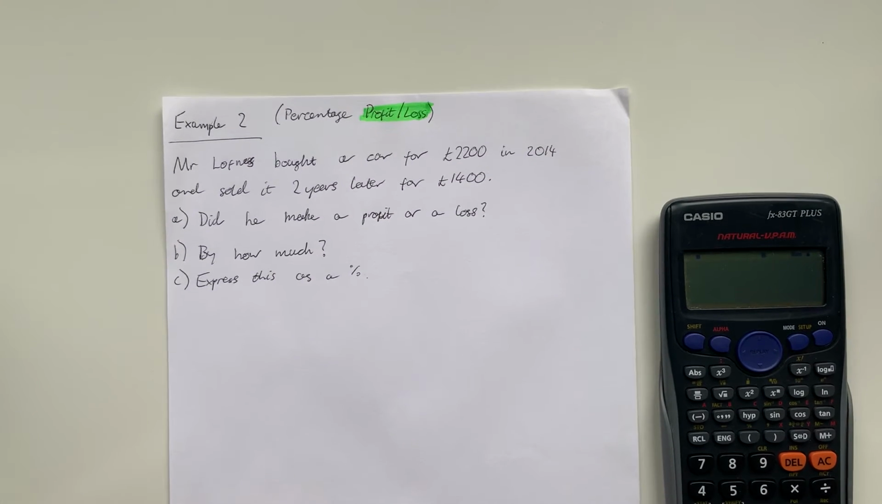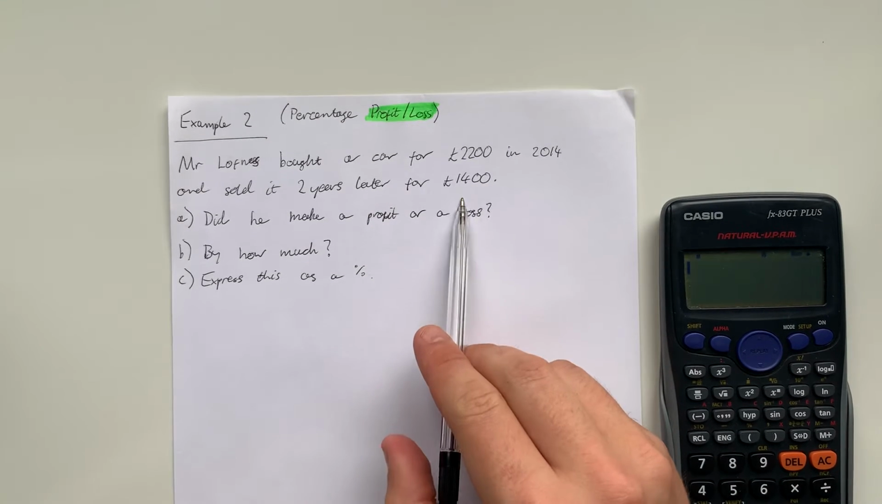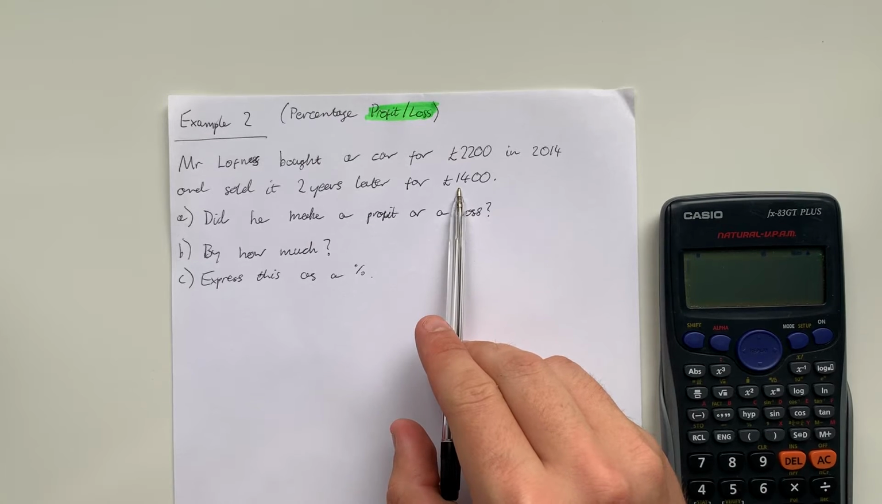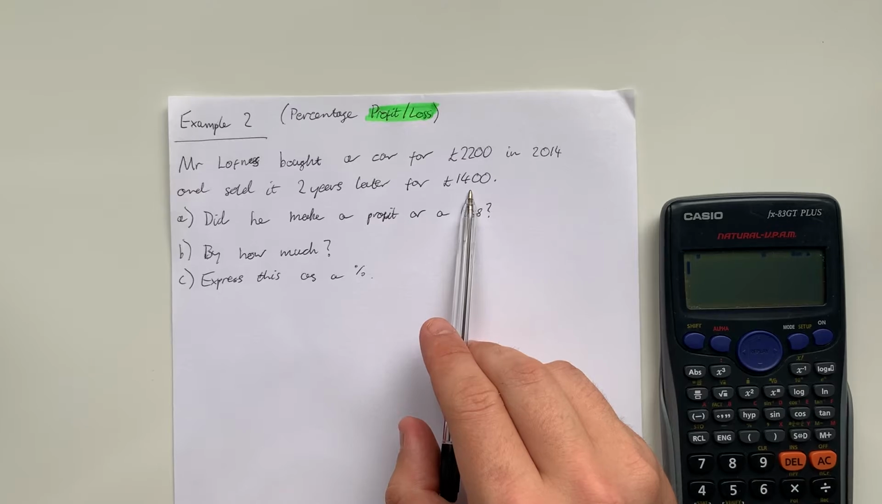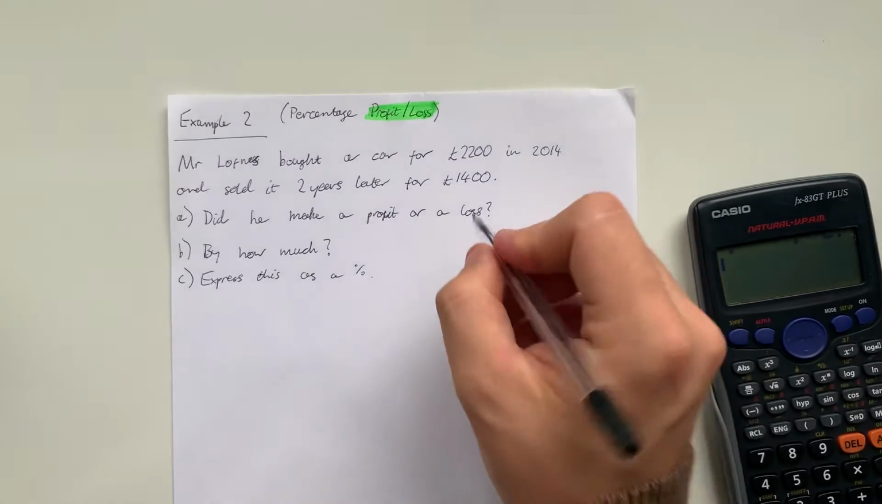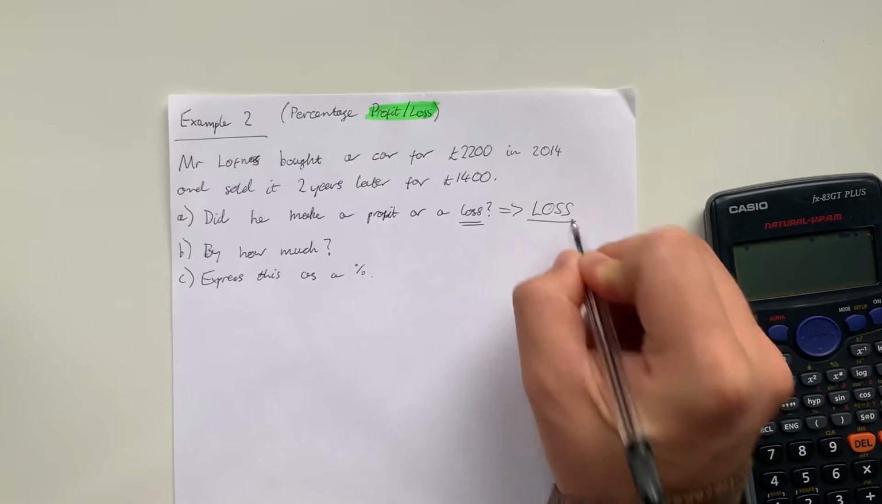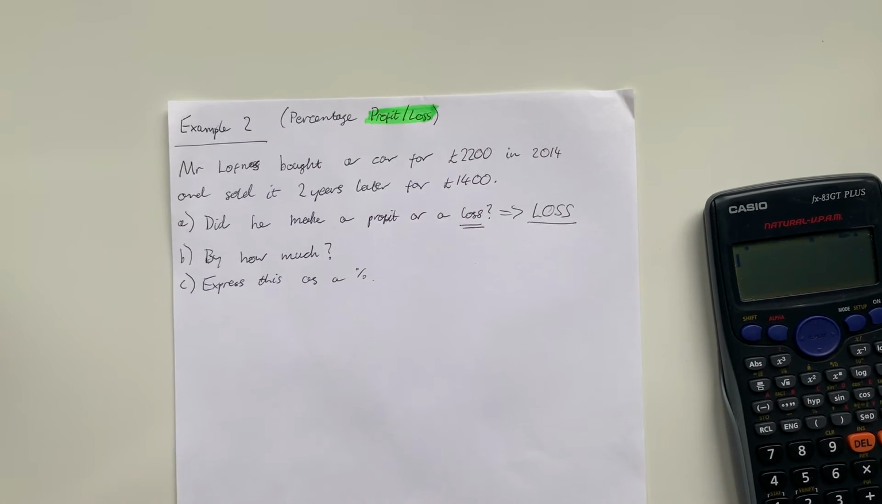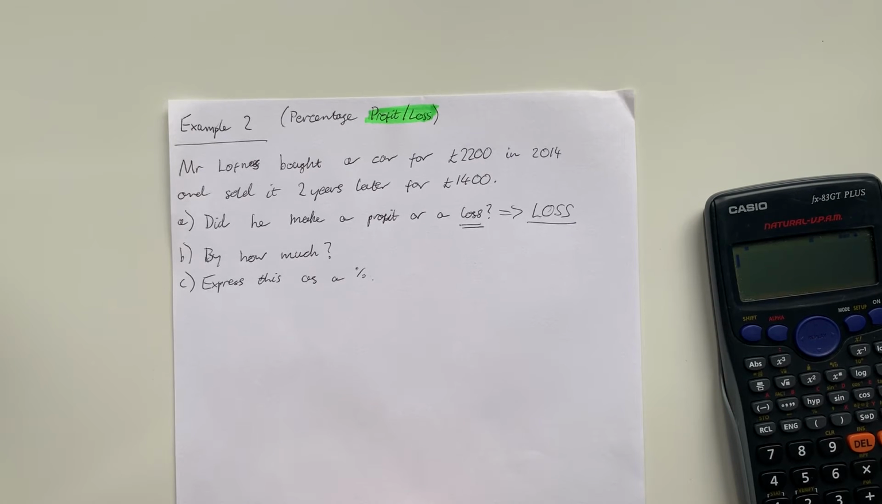Okay. So, hopefully you are ahead of me and you're working out if I've made a profit or a loss. Well, if I bought it for 2,200 and I sold it for 1,400, I have paid more than I made back for it. So that means I've made a loss. Okay, so that's the first thing we can highlight, is that we made a loss. Because if you bought it for 2,200 and you sold it for 1,400, you've sold it for less than you paid for it.